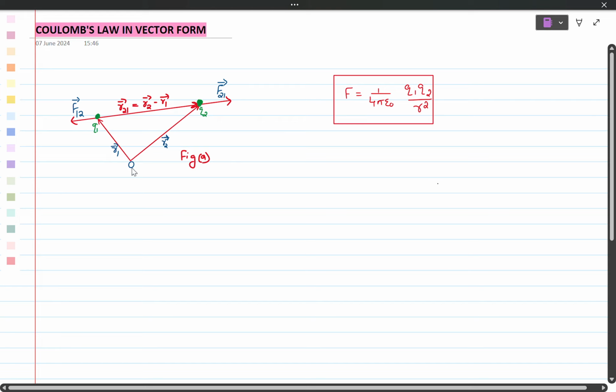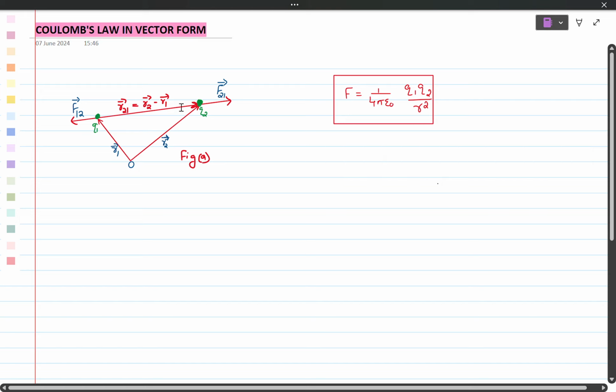As you can see in the given figure, O represents a reference point, or we can consider this as the origin. And in the green color, you can see two charges q1 and q2. Vector r1 is the position vector of q1 and vector r2 is the position vector of q2. Position vector means the vector which represents the position of a charge with respect to the origin. So here vector r1 represents the position of q1 from the origin O, and vector r2 represents the position of charge q2 from the origin O.